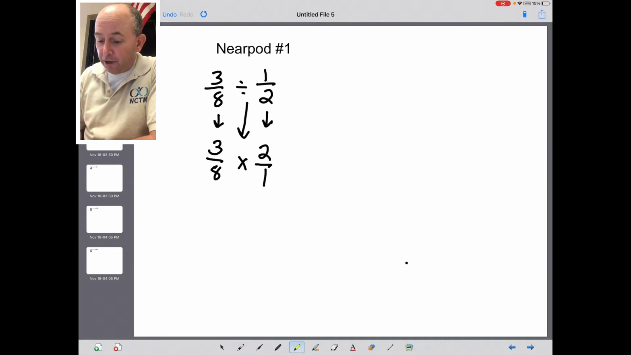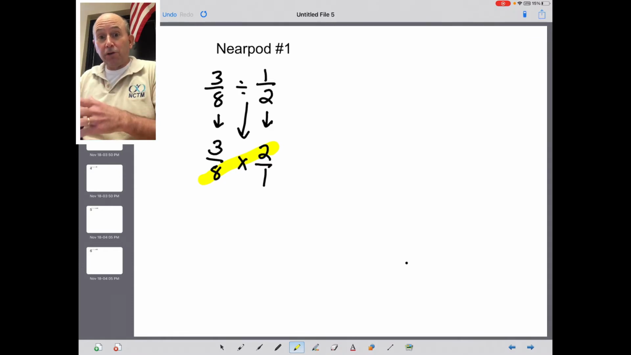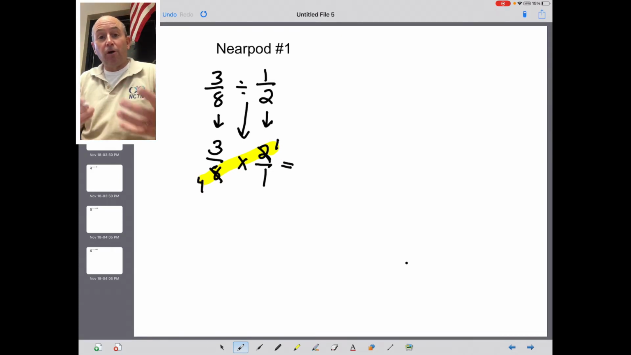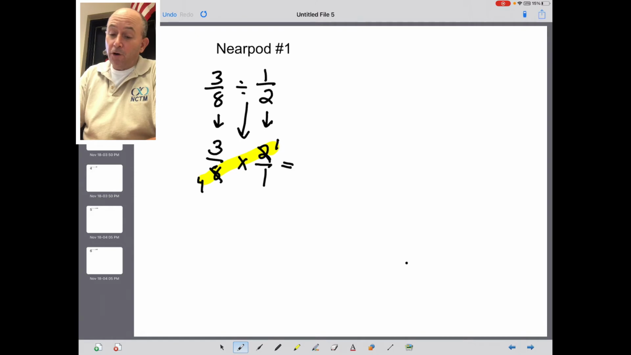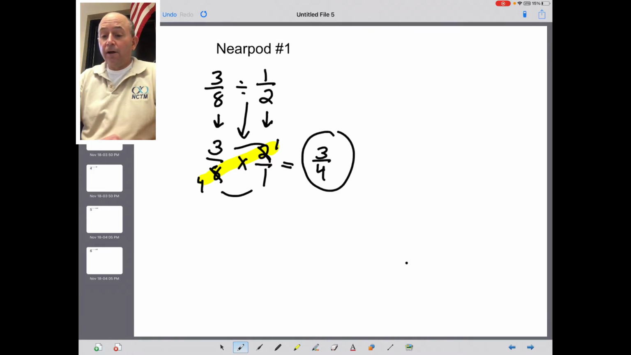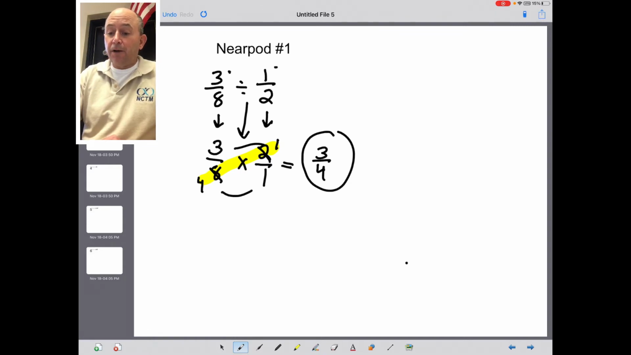Now, a couple things that you want to think about is you can cross-simplify before you multiply, okay? And so 8 and 2 are compatible numbers, so 2 will go into 2 one time, and 8 divided by 2 would be 4. So now all you have to do is multiplication. So you're simply going to multiply 3 times 1, and you'll get 3, and then 4 times 1, and you'll get 4. So your quotient for 3/8 divided by 1/2 is actually 3/4.